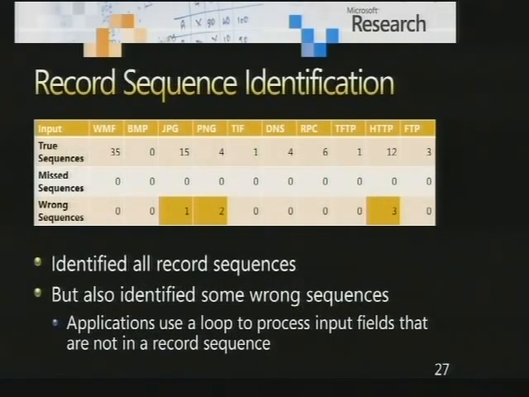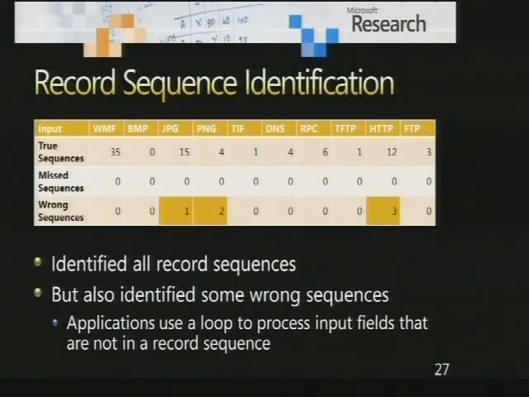So I just want to give details on one metric. Here we show that on the 10 formats, we identified all the record sequences, based on the second row. Let's say missed sequence is 0. And the third row showing here is wrong sequences. We identify some wrong sequences.